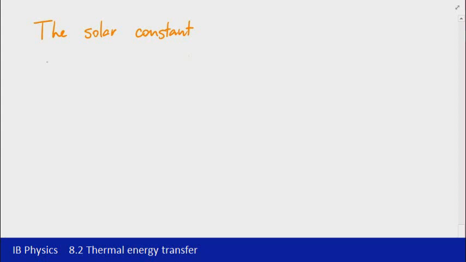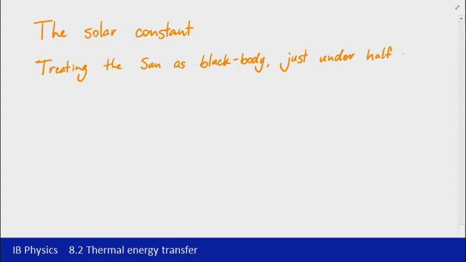We're going to take our treatment of blackbody radiation just a little bit further now by looking at the Sun. So we're going to deal with the Sun as being a blackbody radiator, and you'll recall from the previous video that we said that blackbodies are idealized objects, so they don't actually exist. But the Sun and other stars are fairly close approximations, and when we consider the Sun as a blackbody radiator, just under half of its radiation is visible light.